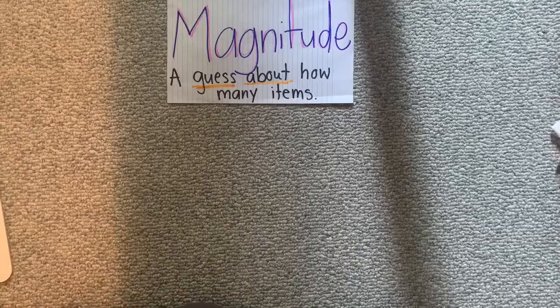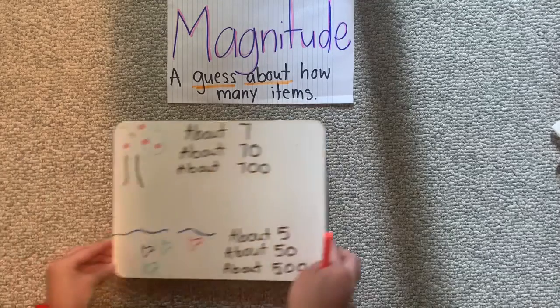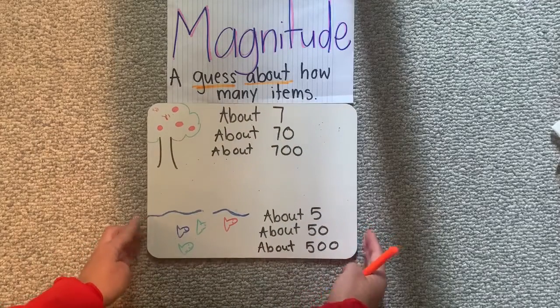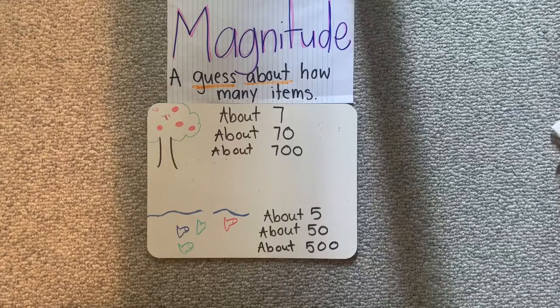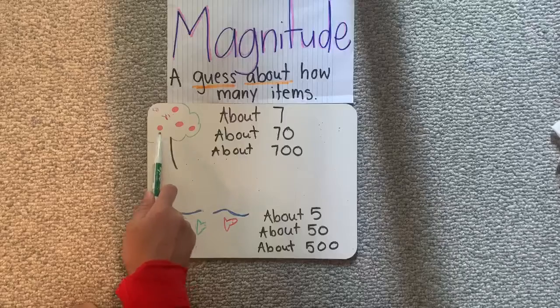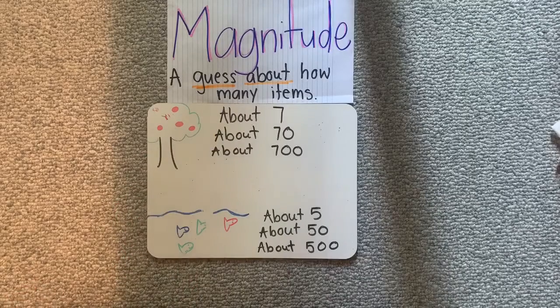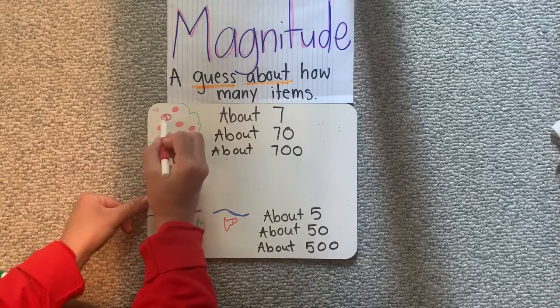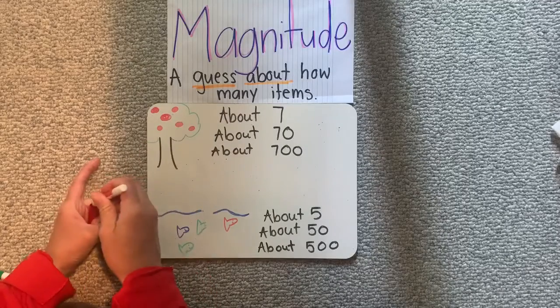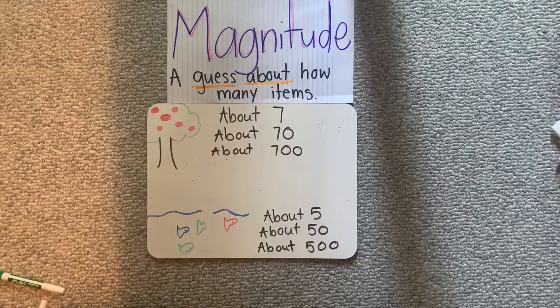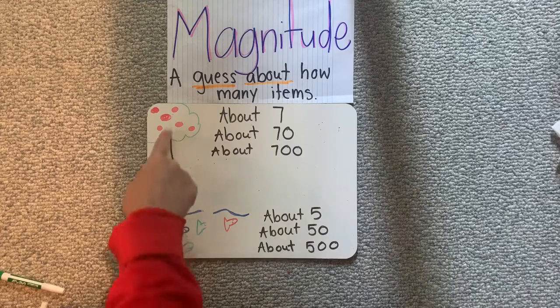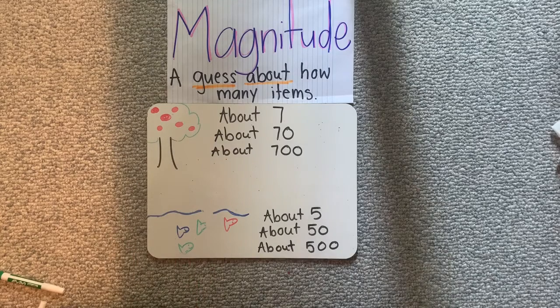So let's look at some more examples. We have our whiteboard right here with two different examples. Looking at the first one, we have a tree with some apples on our tree. You guys are going to determine the magnitude of apples on the tree. You're going to guess about how many apples are on that tree.